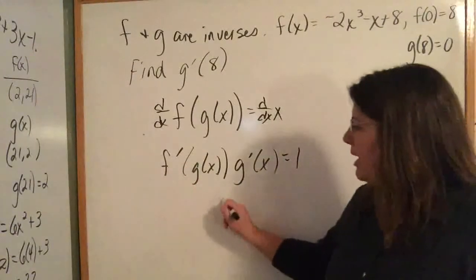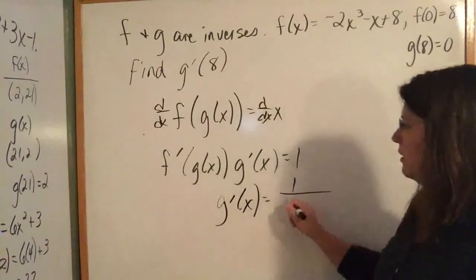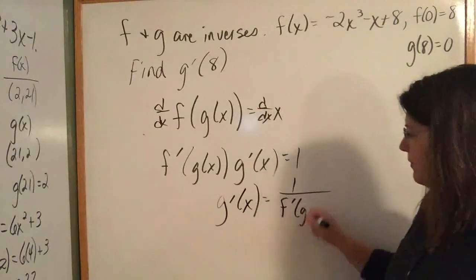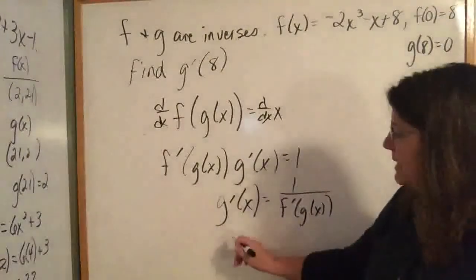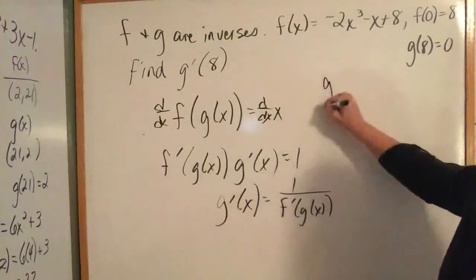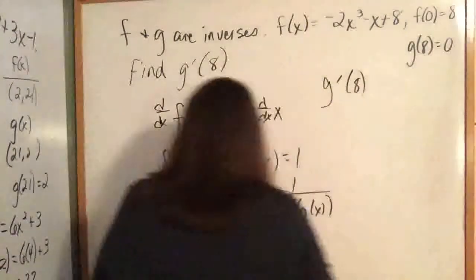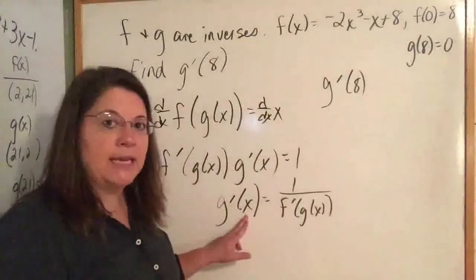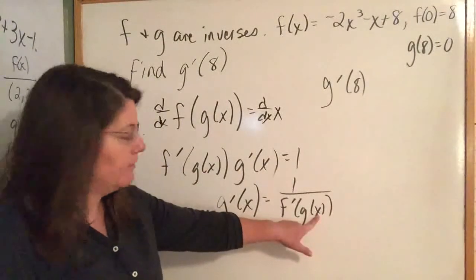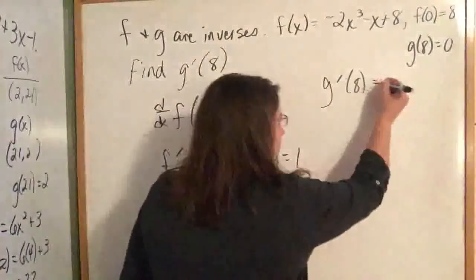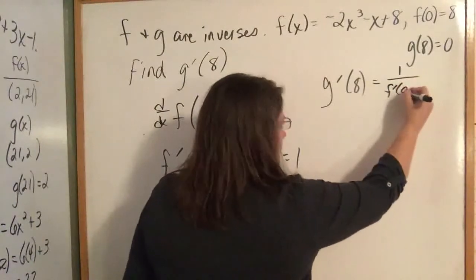So we know that g prime of x is equal to 1 over f prime of g of x. They're asking us to find, I'll write it up here, g prime of 8. Well, if we've replaced this x with 8, all we have to do is replace this x with the same number, 8, the same x value. So we know g prime of 8 is equal to 1 over f prime of g of 8.